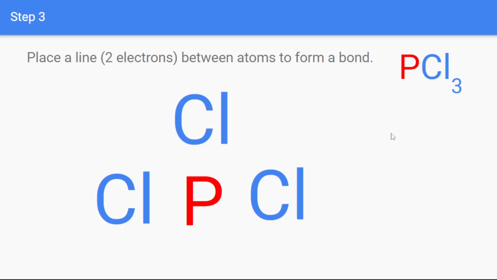Step 3, place a line. Each line represents a covalent bond between atoms. That's 2 electrons. Phosphorus and chlorine share 2. Each one of these bonds is a sharing of 2 electrons. That means that right now phosphorus has 2 electrons per bond, so that's a total of 6 electrons, and each chlorine has 2 at the moment.